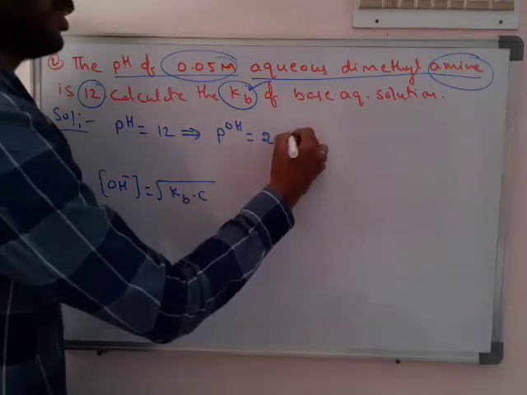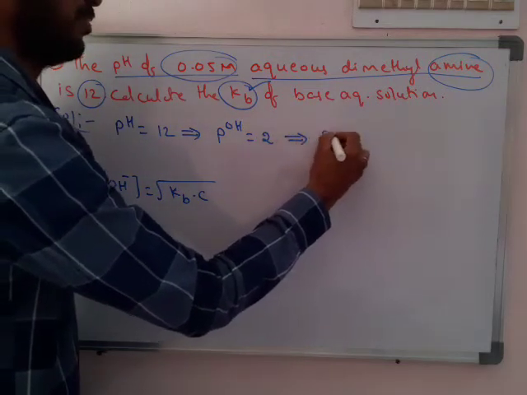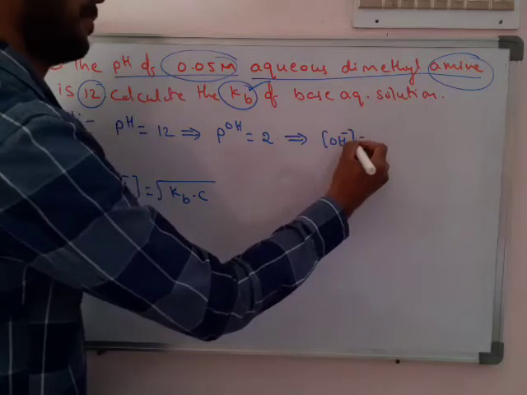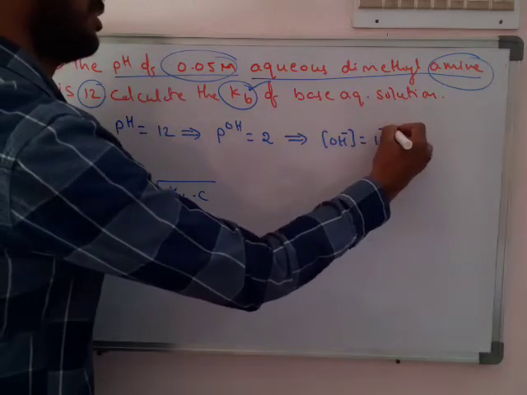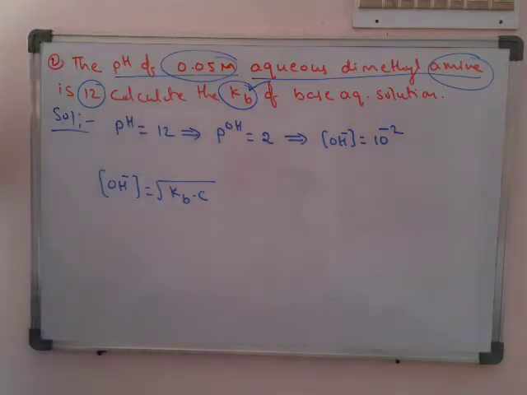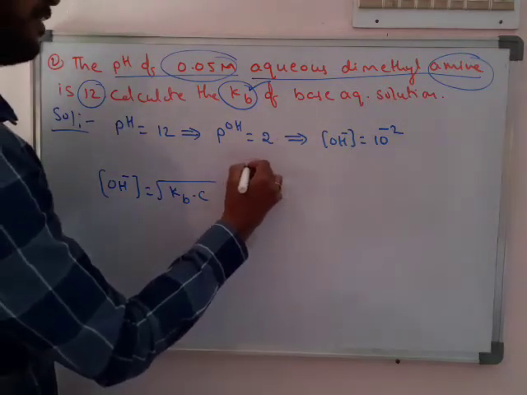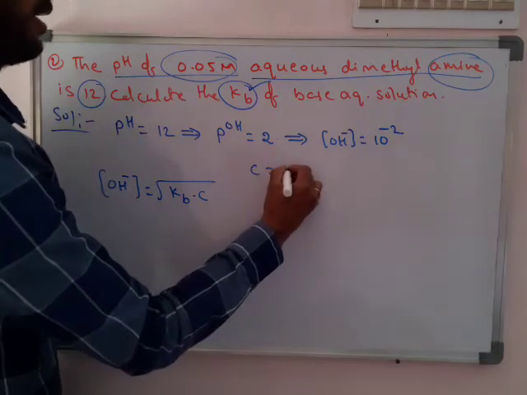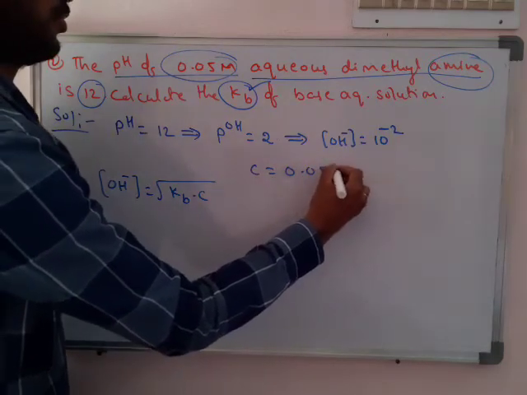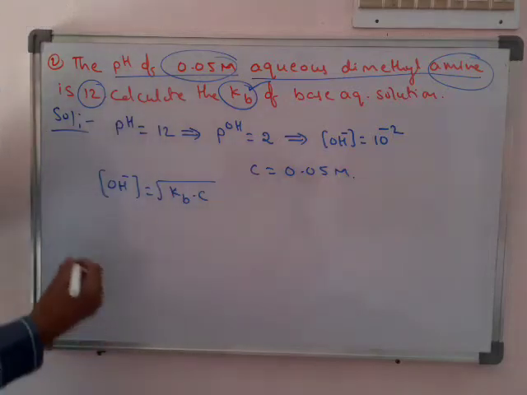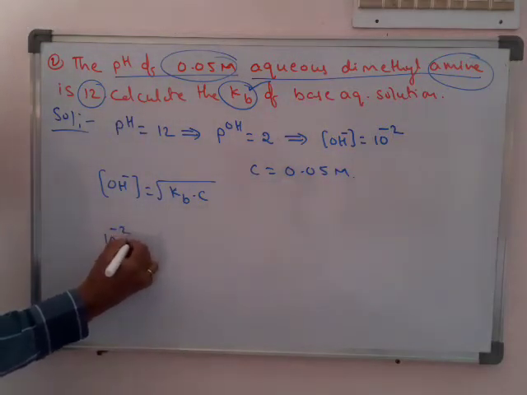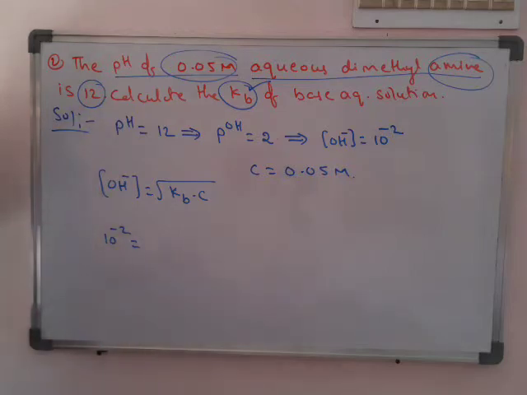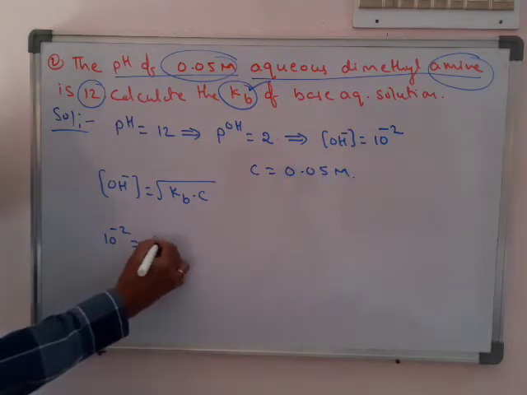2. So therefore we can write what is the OH minus? Already, with the help of the logarithm formula, we know that OH minus is equal to 10 power minus 2. Then what is given? The concentration is also given, 0.05 M. Now substituting that. So 10 power minus 2. What is the Kb? We have to find the Kb.